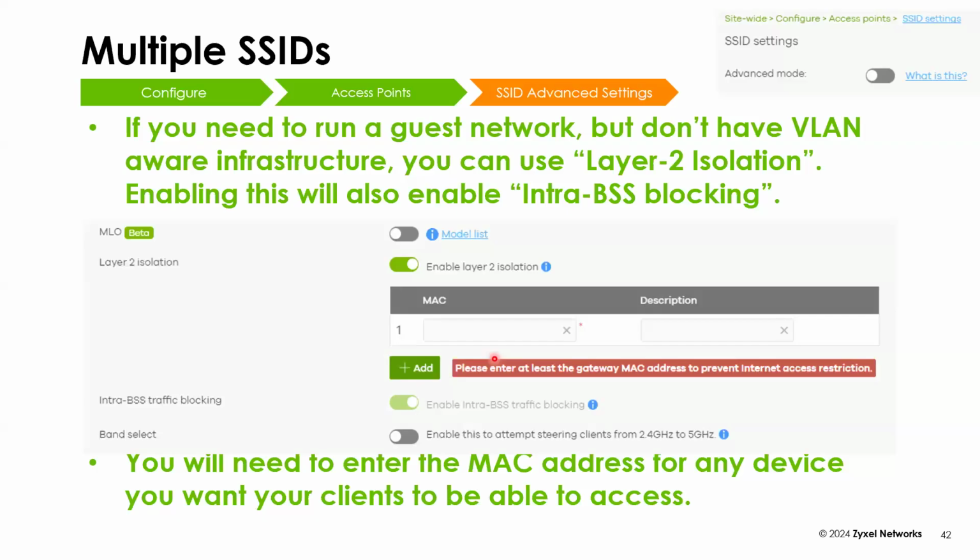Now, this does cause something which causes some confusion here. If you are a wireless user, you have layer 2 isolation on there, and you put in some sort of sniffing app or network scanning app, they are going to be able to see other devices that are on your network. They won't be able to access them.